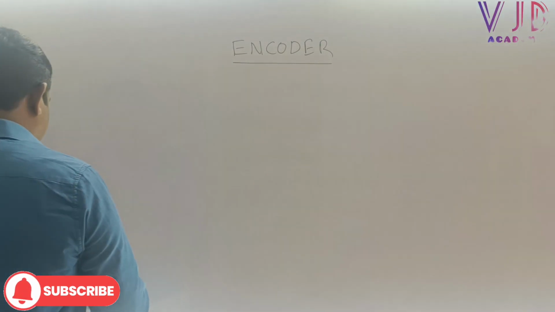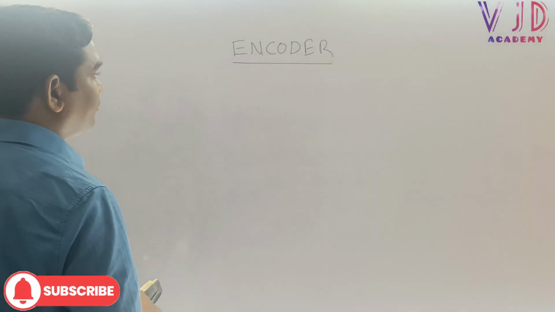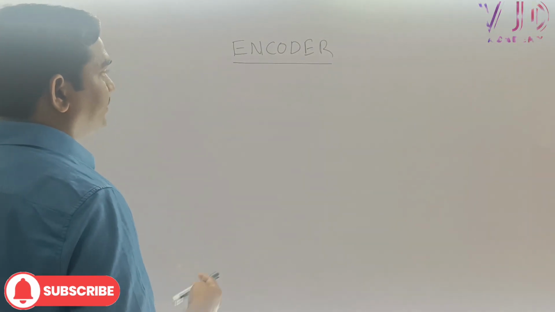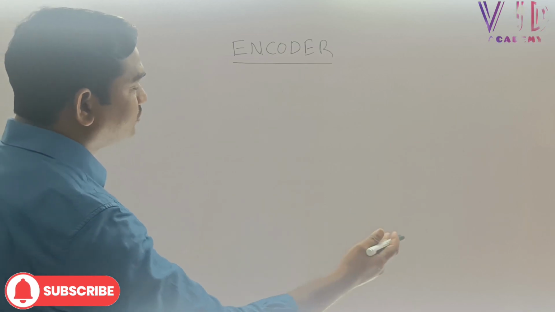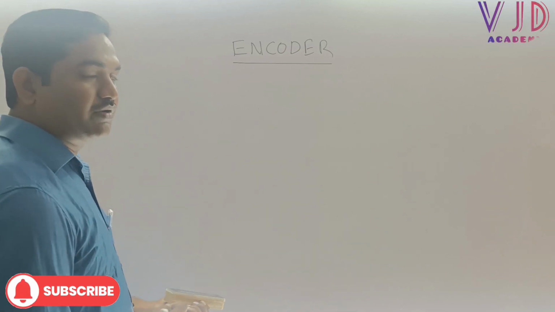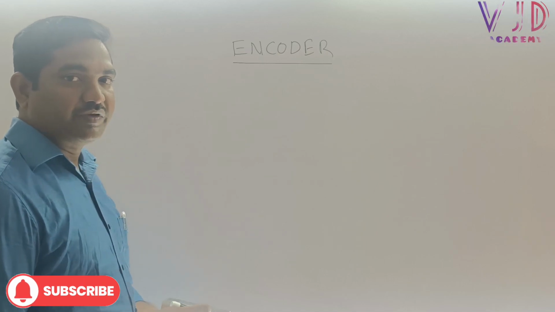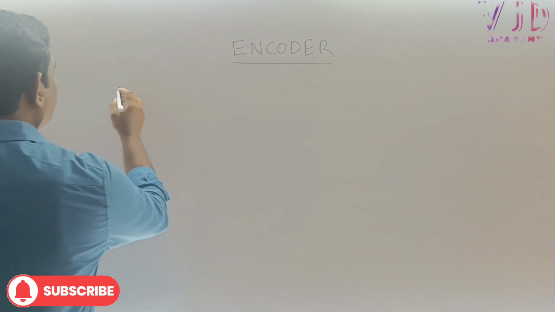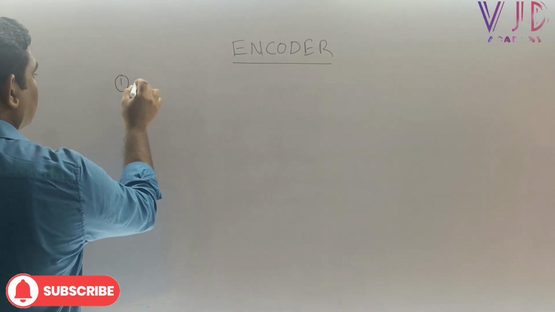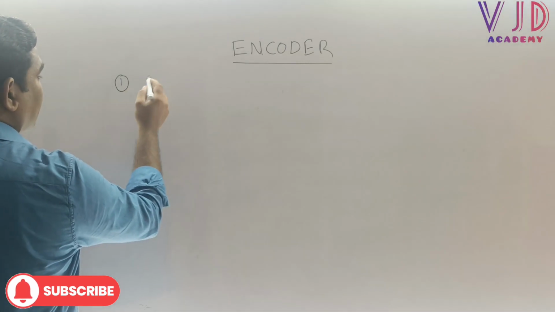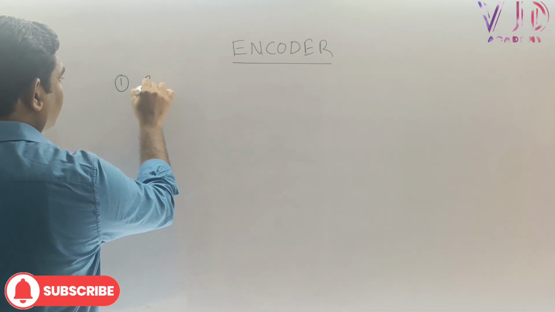Sir, we have seen already, encoder is a combinational circuit which is used to convert other codes to binary code. What are the other codes, sir? First other code is, we can say, octal code. Here encoder, we can say conversion from basic encoder.